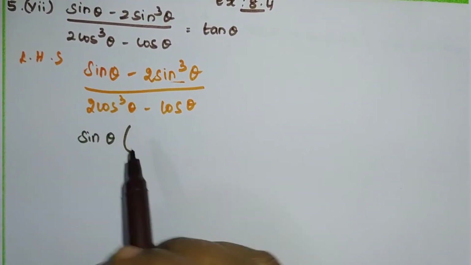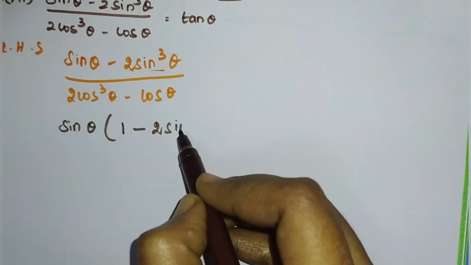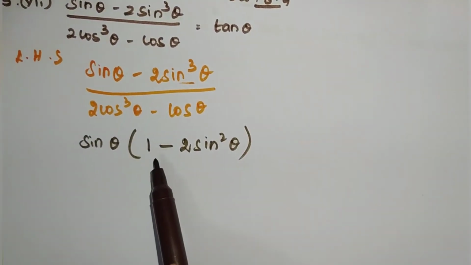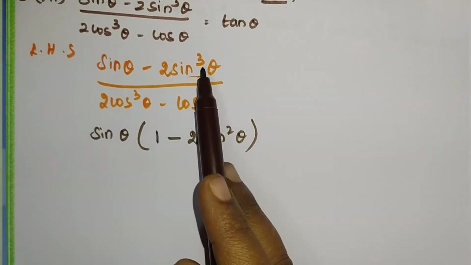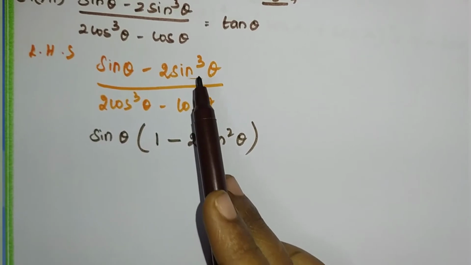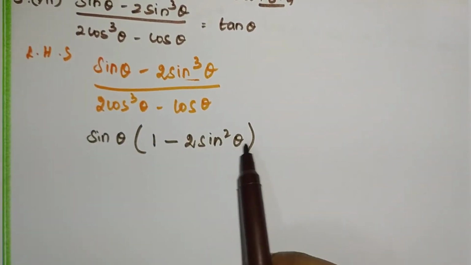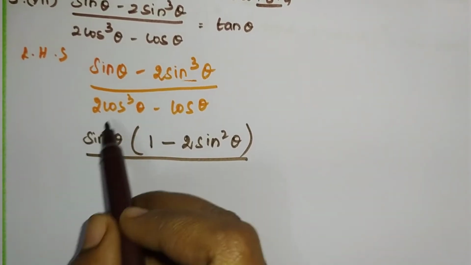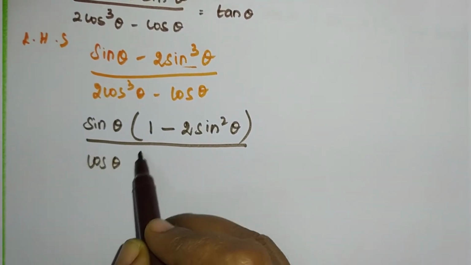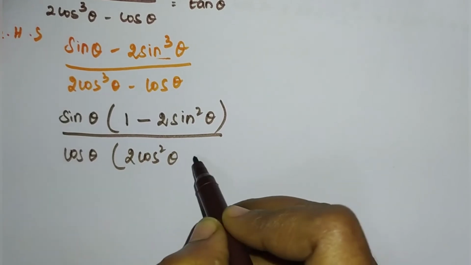What will be the remaining here? Sin theta, the remaining will be 1, minus 2 sin square theta. If you are taking one thing outside, what will be the remaining? Sin square theta. And then for the denominator, take the cos theta outside, then the remaining is 2 cos square theta minus 1.